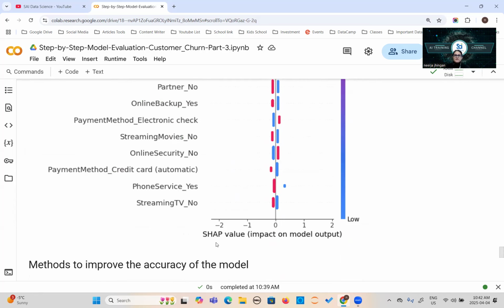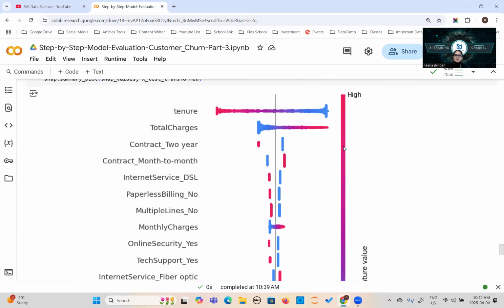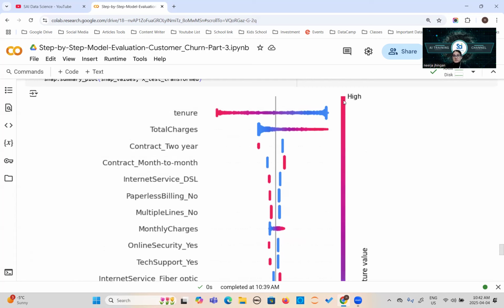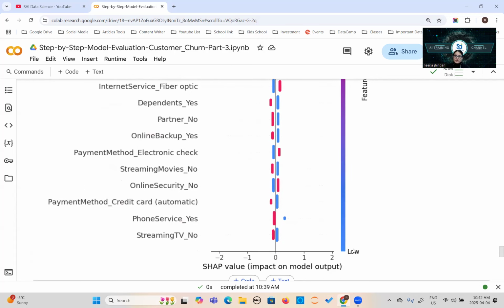SHAP value, this is the negative correlation. Blue color belongs to low value, low SHAP value, and red color belongs to high SHAP value. Don't get confused in this. This is low value, high value. We are not talking here about positive, negative. High value can be in the negative as well. Just keep in your mind: low value belongs to blue color, red color belongs to high value.